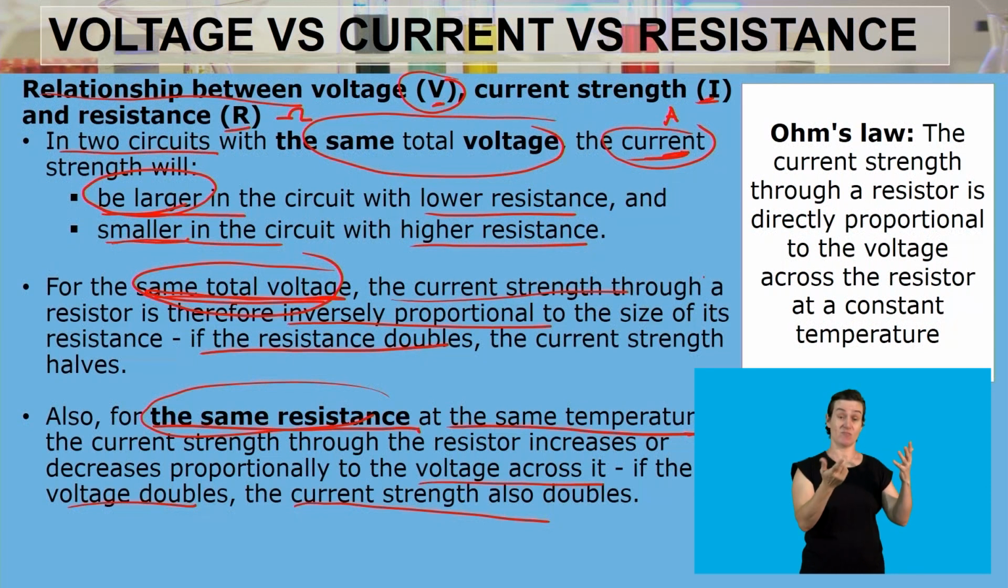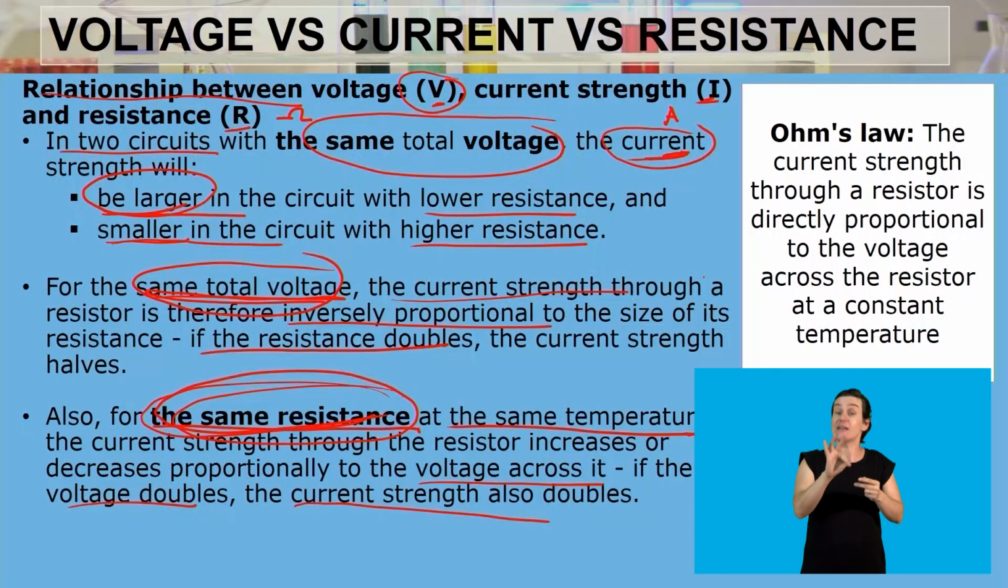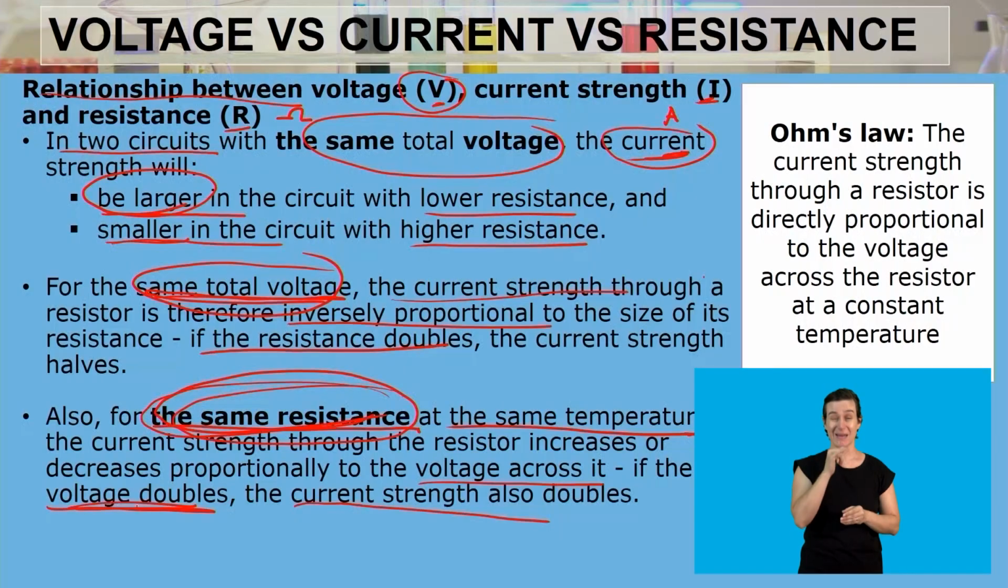If the voltage doubles, the current strength is also going to be doubled, provided that the resistance of the circuit remains the same. If resistance remains the same, then we are looking at the relationship between the voltage and the current strength. In this case, they are directly proportional. When one increases, the other also increases with the same ratio.